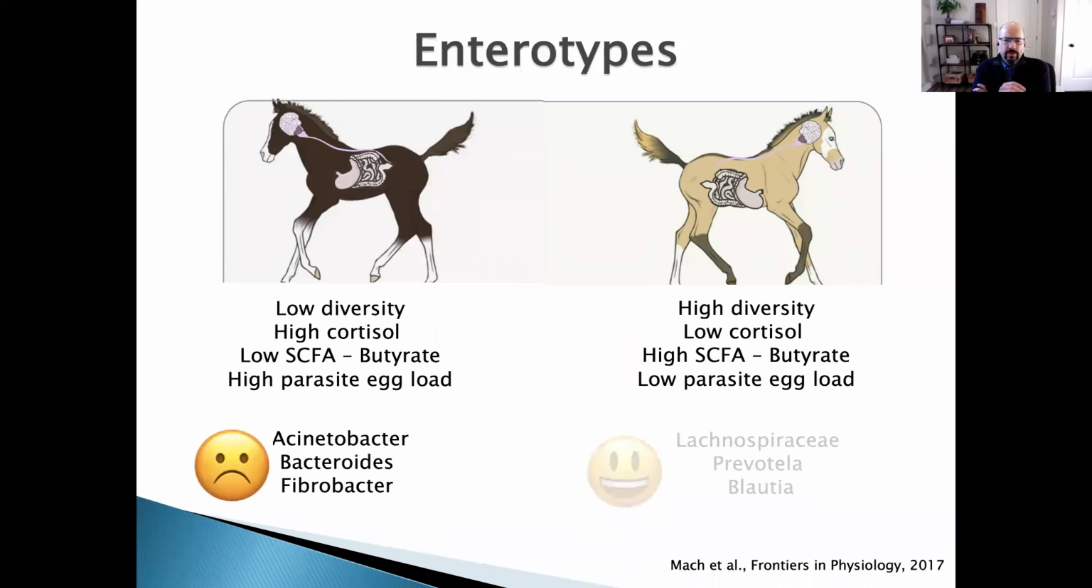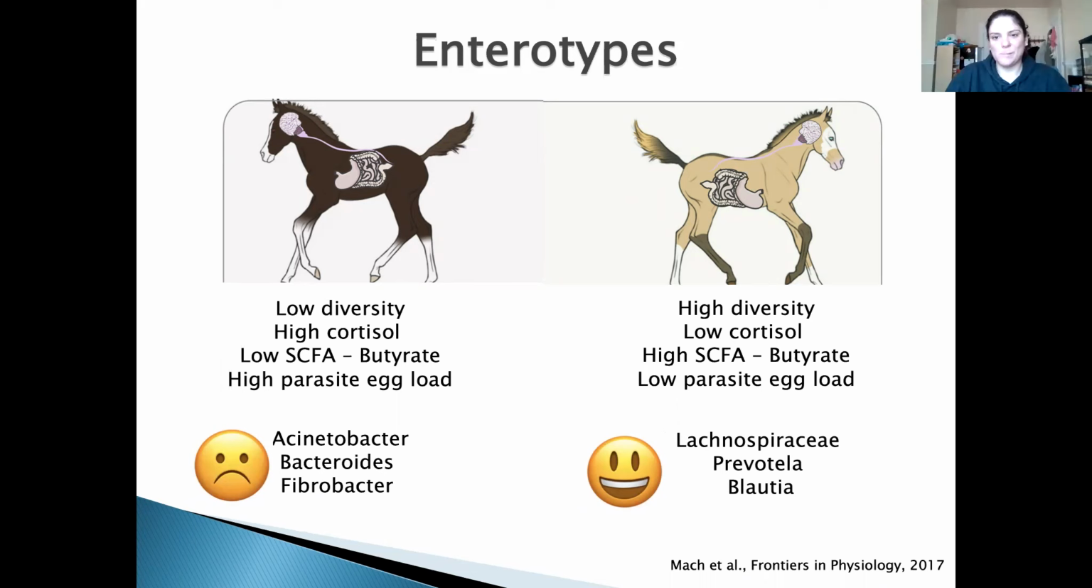Then they can look at the types of bacteria that are present in each of the enterotypes and have an idea about which bacteria are associated with a good phenotype. Here they found that Lachnospiraceae, Prevotella, and Blautia were all present in the microbiota of those animals that were not very stressed.